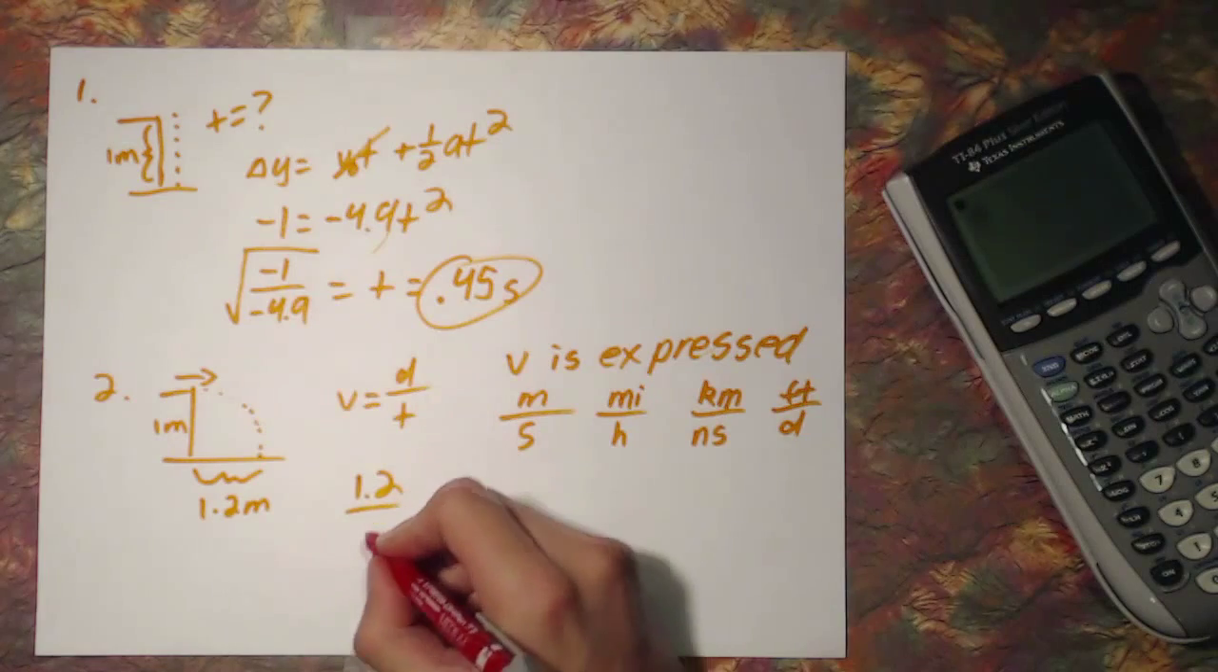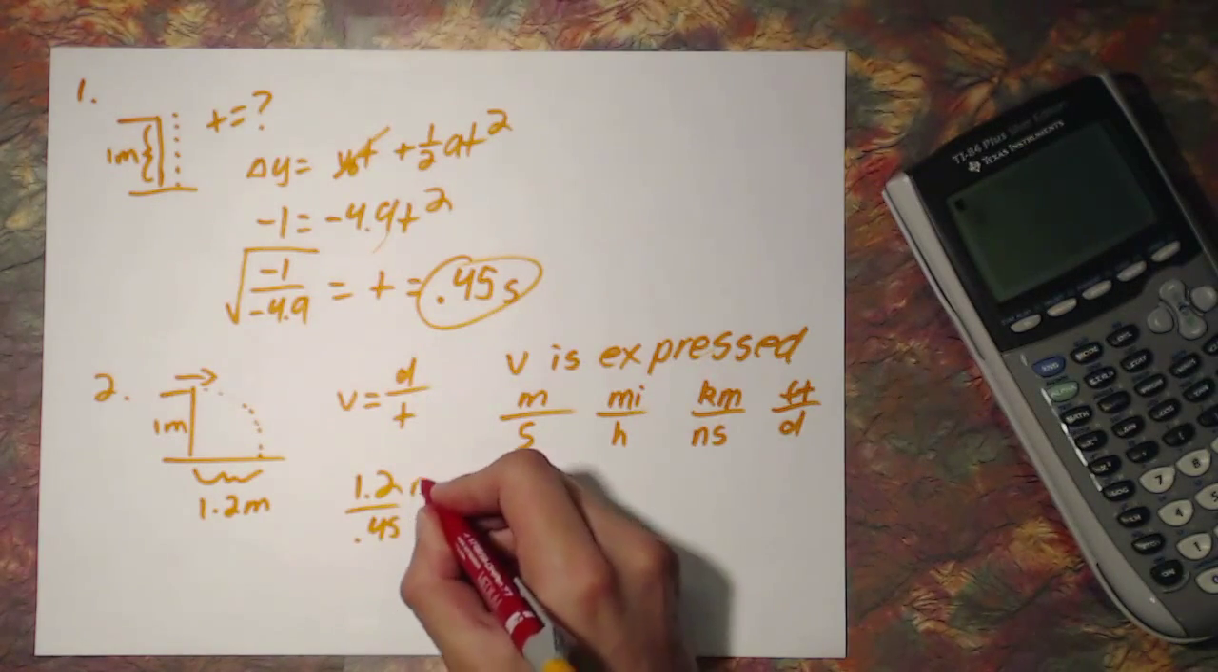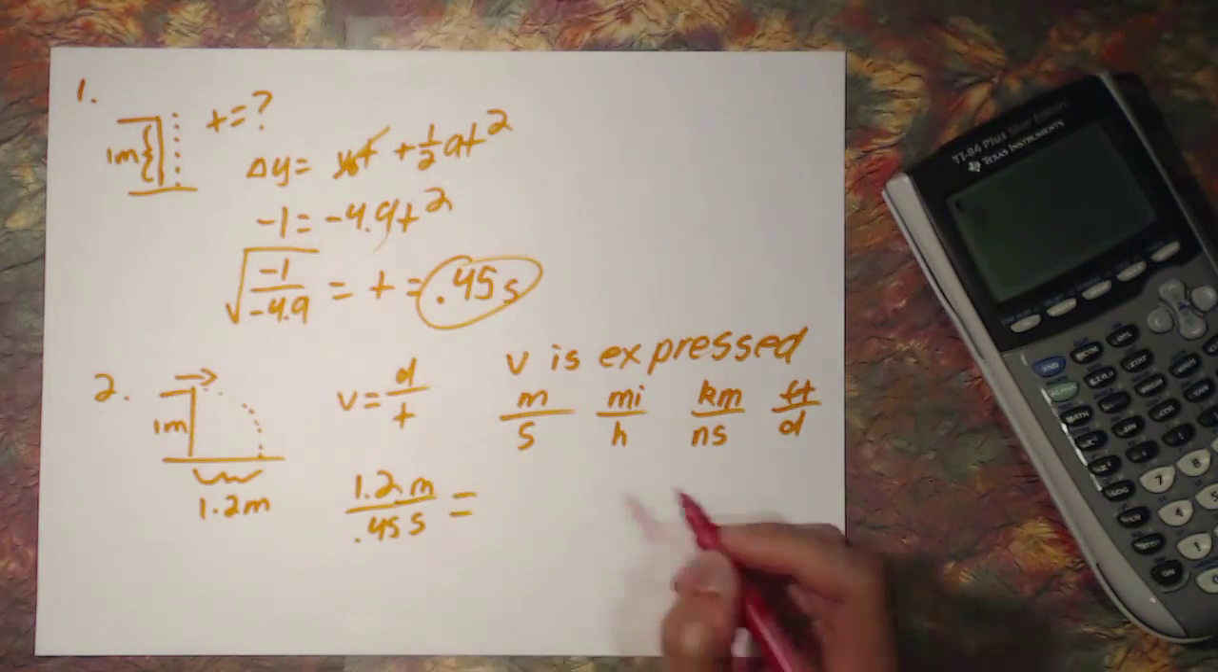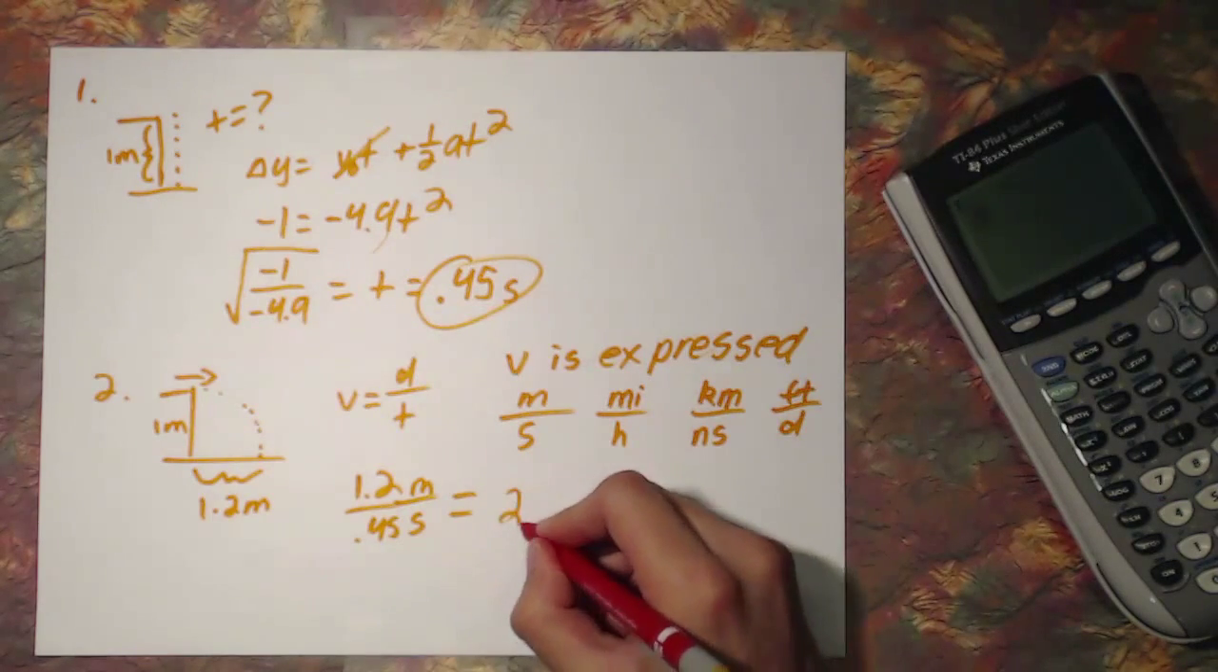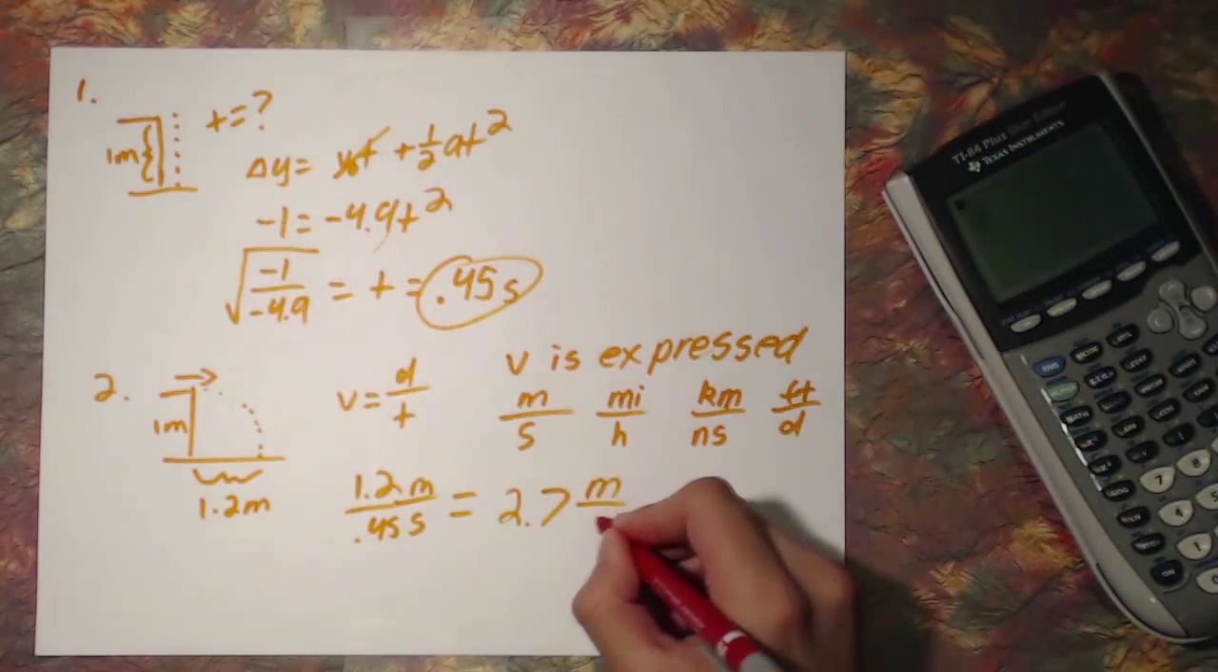and velocity is in distance over time, so I'll just take the distance and divide it by the time. So 1.2 over 0.45, this is meters, this is seconds, and you get 2.7 meters per second.